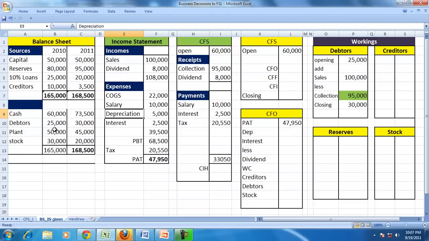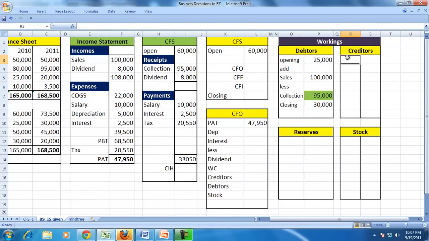Depreciation, if you see the change in a plant was 50, plant reduced to 45,000 because of depreciation, and depreciation is a non-cash item, will not directly affect the cash flow statement. So depreciation done. Now what is left is a COGS. Cost of goods sold is related to stock and the creditor. So it is always better to understand the creditor and stock together. So creditor, opening creditor, let us first understand the relationship.